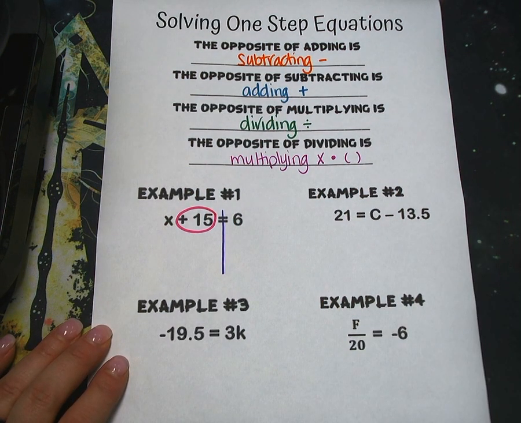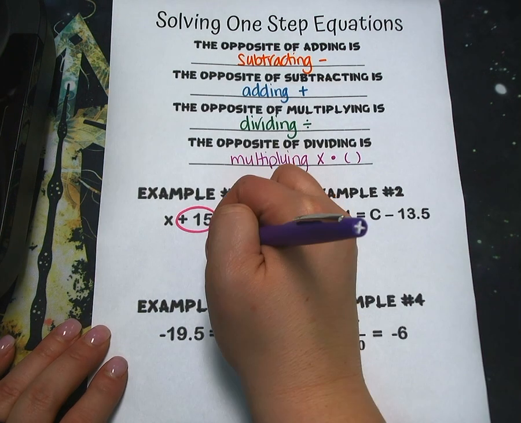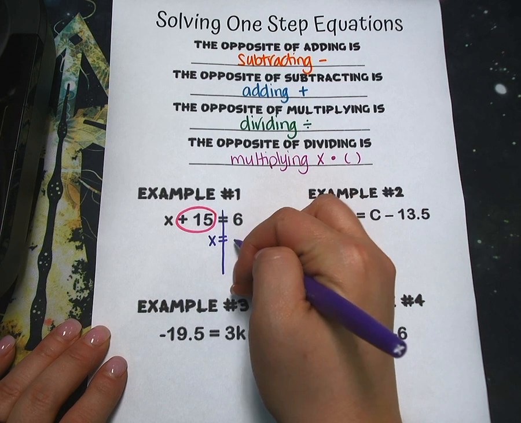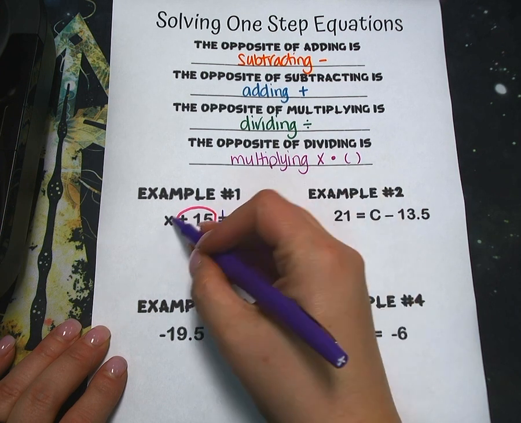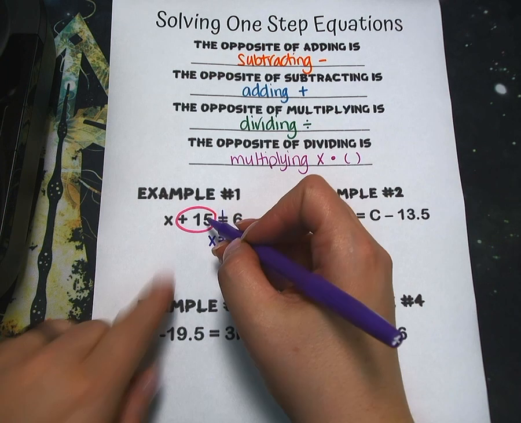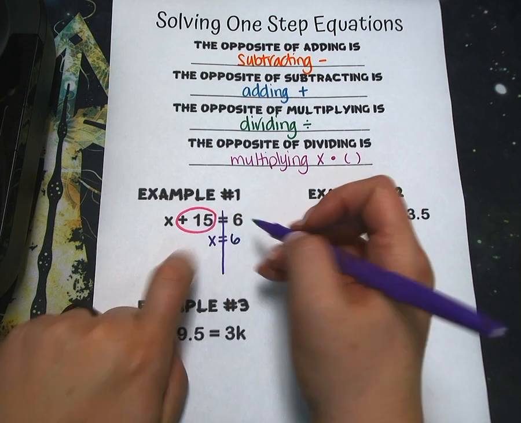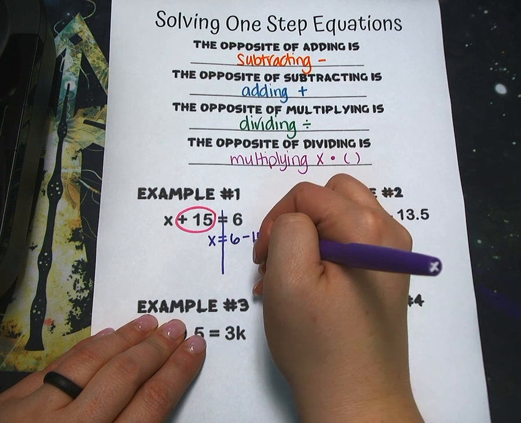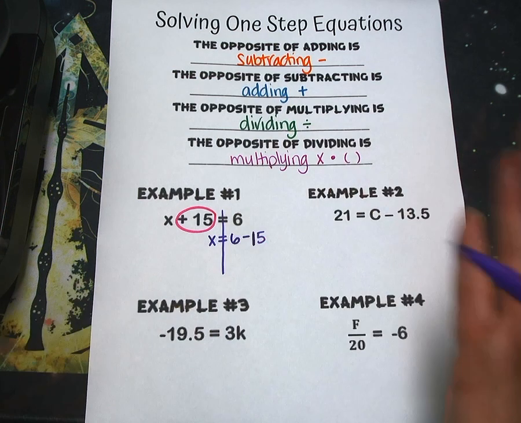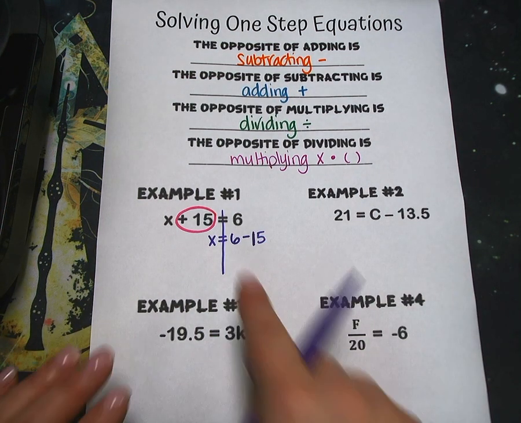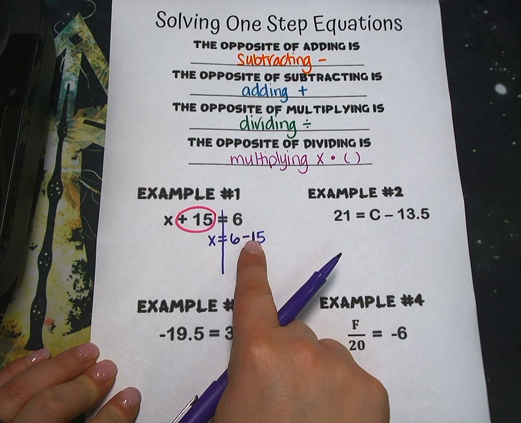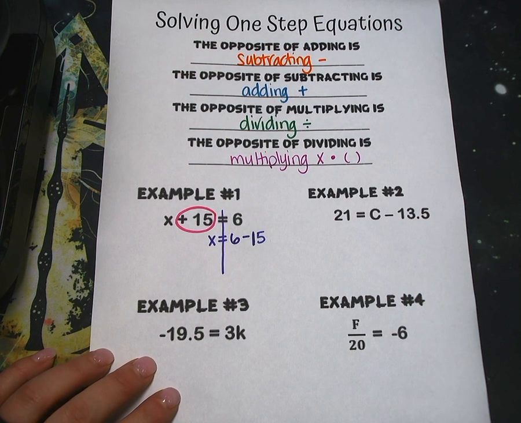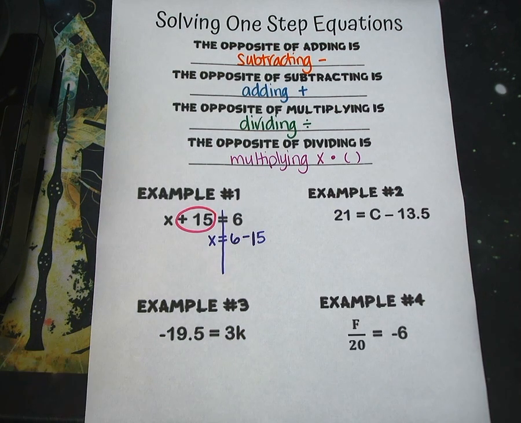So to solve, I'm going to rewrite my x by itself like I want it to be. I'm going to write the number that's by itself first. So I'm just going to bring that x down and that 6 down. And then I'm going to move that 15 over. So instead of adding 15, I'm going to put minus 15. And when I do that, I can tell myself, if I have $6 and I want to spend $15, I'm not going to have enough money. So this is actually an integer problem.